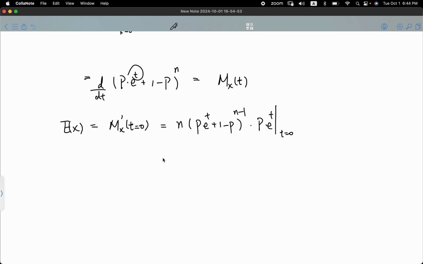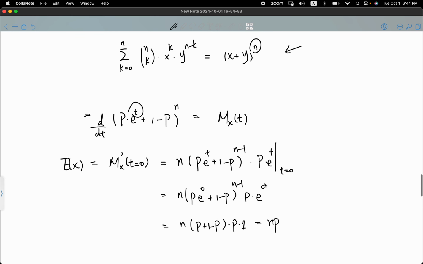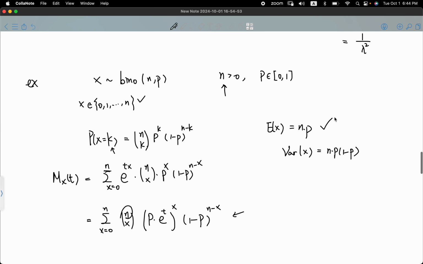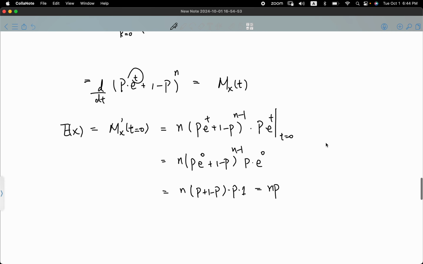And let's see, we have n, and then p e to the 0 plus 1 minus p. And then n minus 1, p e raised to the power of t, 0. And we have n, and then this is 1, so p plus 1 minus p multiplied by p multiplied by 1. So these two cancel out, so you only have n multiplied by p. Okay, so just going back here, we verify that expectation using the moment-generating function, we get n multiplied by p.